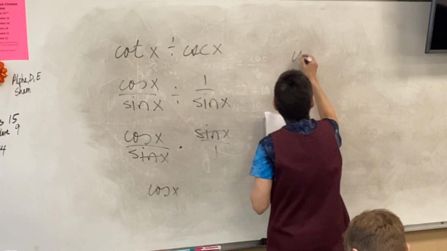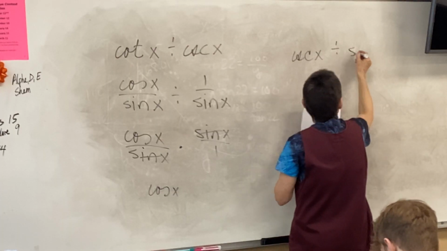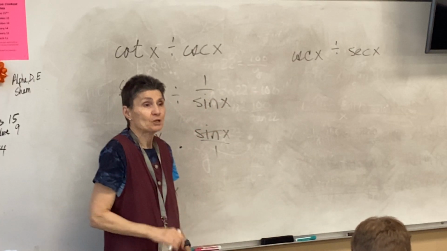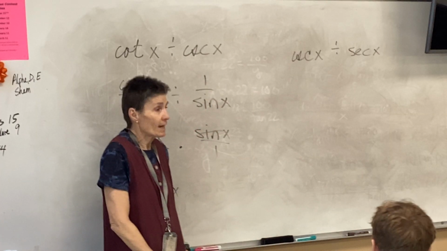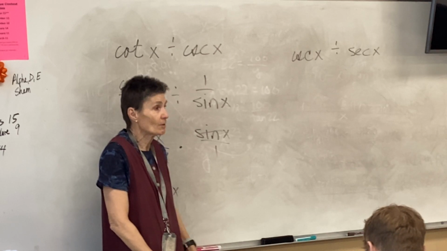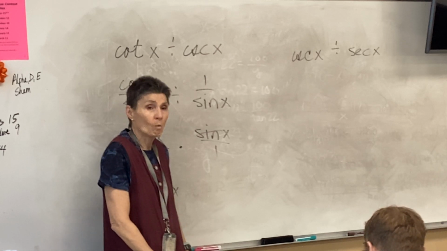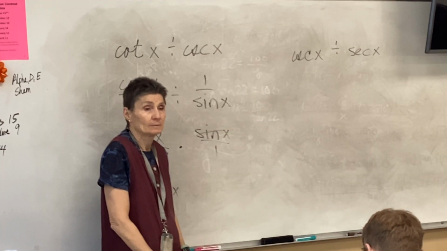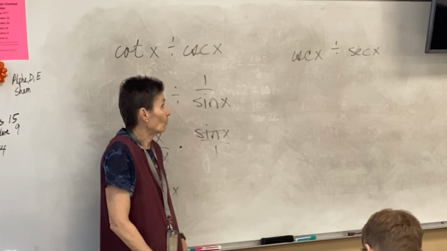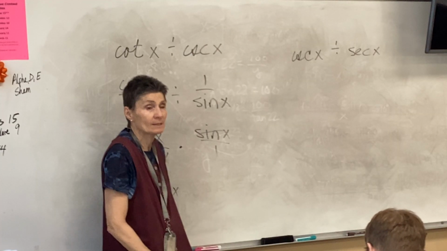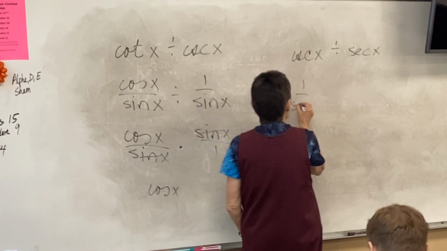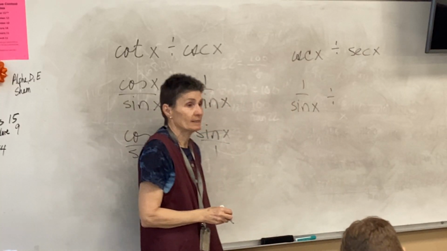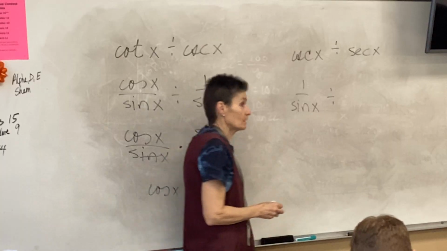Number 5 is the same. I'm going to write it sideways, and I changed the thetas to x's because I don't want the theta to scare you. It's just a variable. So if you don't want to use theta, you can make it an x or some other letter. Now, what's cosecant? We just talked about it. Cosecant is 1 over sine. And what about secant? 1 over cosine.